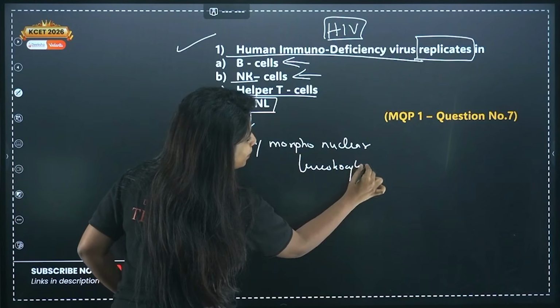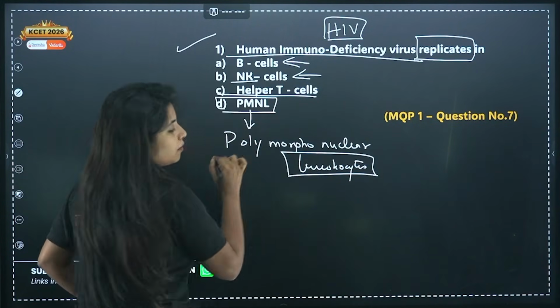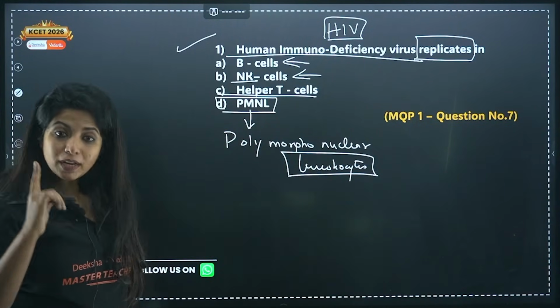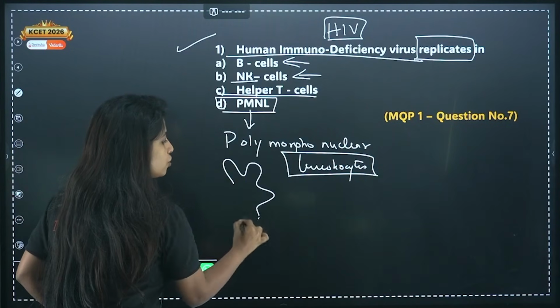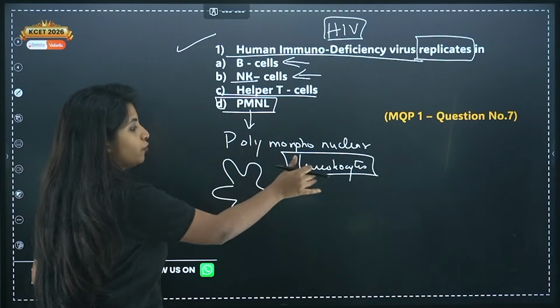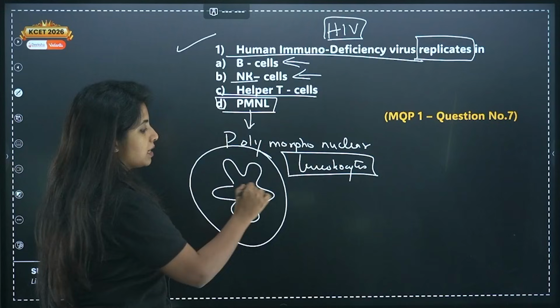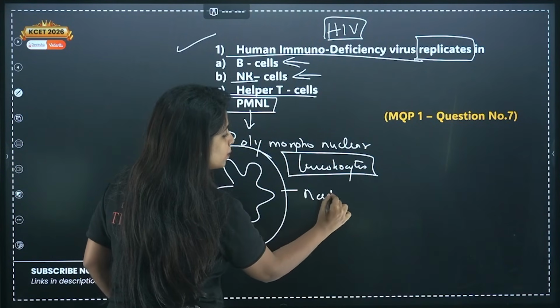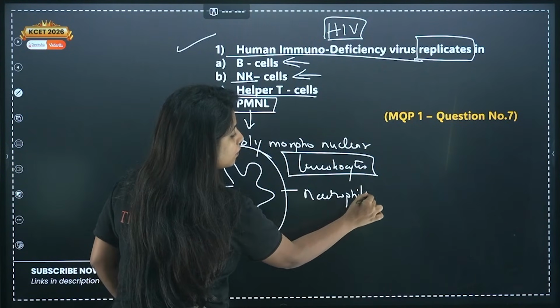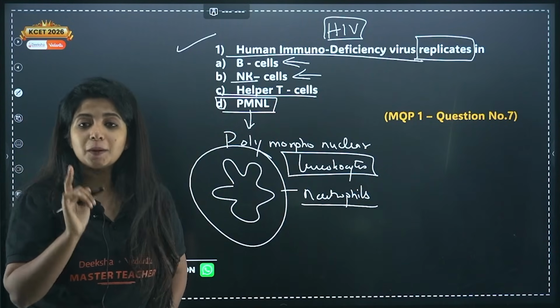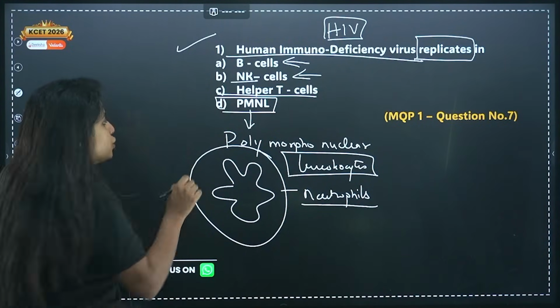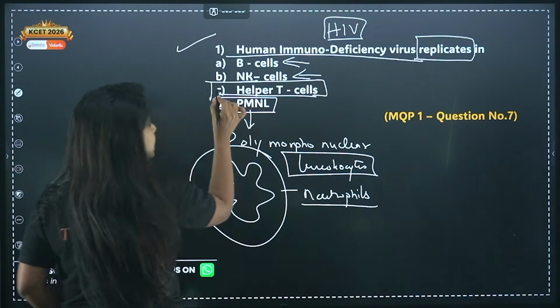Leukocytes are nothing but the white blood cells. The other name of white blood cells is leukocyte. Now there is one such leukocyte which has different morphology of its nucleus, which is why you call it polymorphonuclear leukocyte. This cell's actual name is neutrophils. Now you are given all these options. You have to tell in which cell the HIV virus actually replicates. The answer for this question is C, helper T cells.